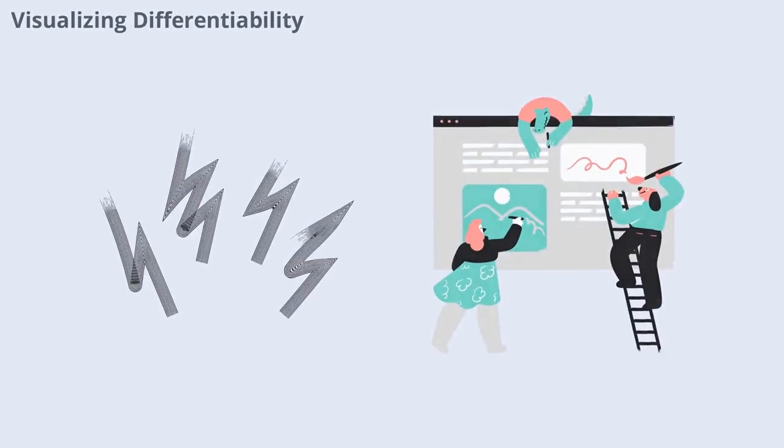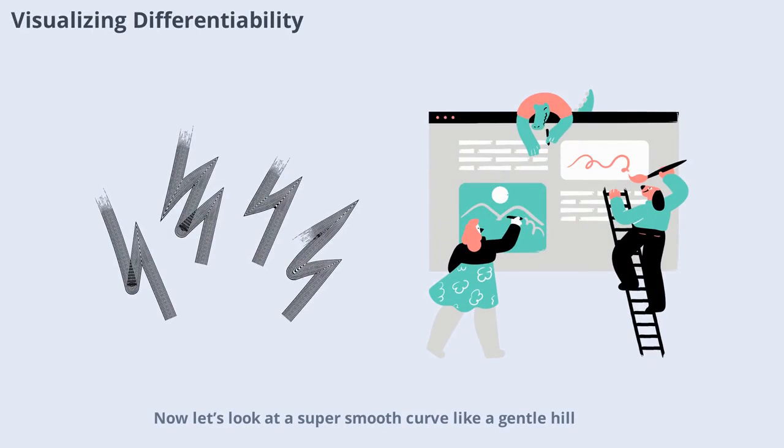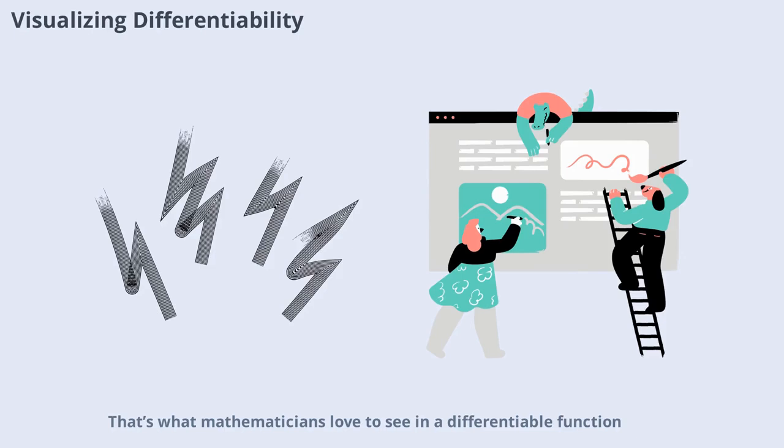Now let's look at a super smooth curve like a gentle hill. There are no sharp points or sudden changes. This curve is both continuous and differentiable. You could slide down it without any bumps at all. That's what mathematicians love to see in a differentiable function.